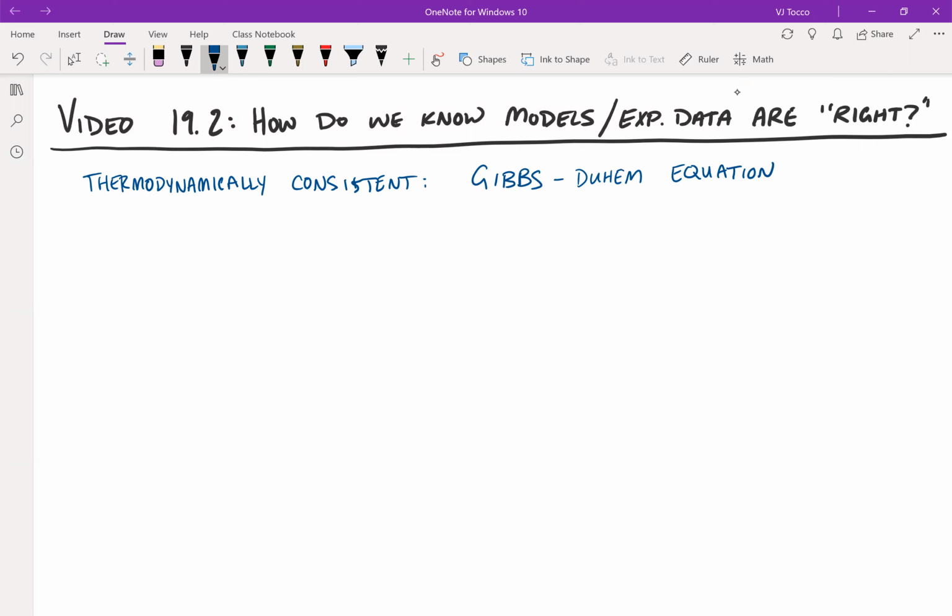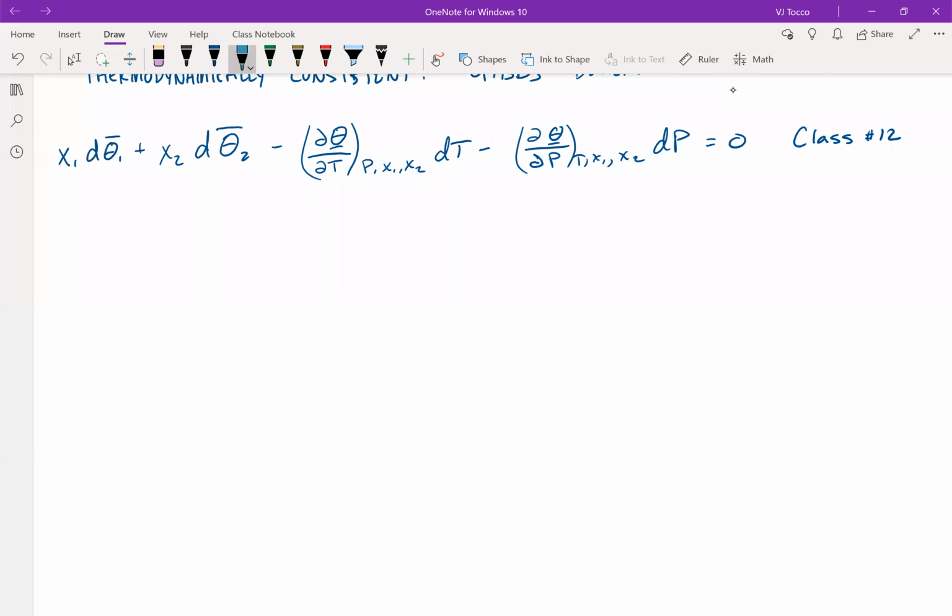of experimental data. So first, I'm going to show how you can prove to yourself that the one-parameter Margules model obeys the Gibbs-Duhem equation, and then we'll talk about how we know that experimental data that we measure are correct. So I'm just going to pause and copy in the Gibbs-Duhem equation from class 12. Okay, there it is, and this should look familiar. Remember that this theta is a stand-in, a variable that can be substituted for any thermodynamic property.